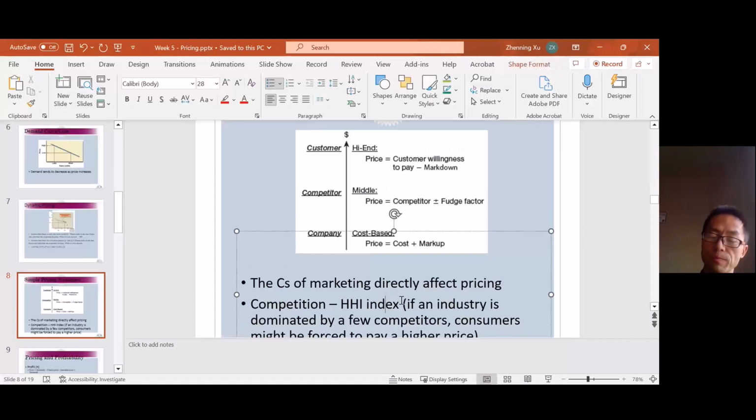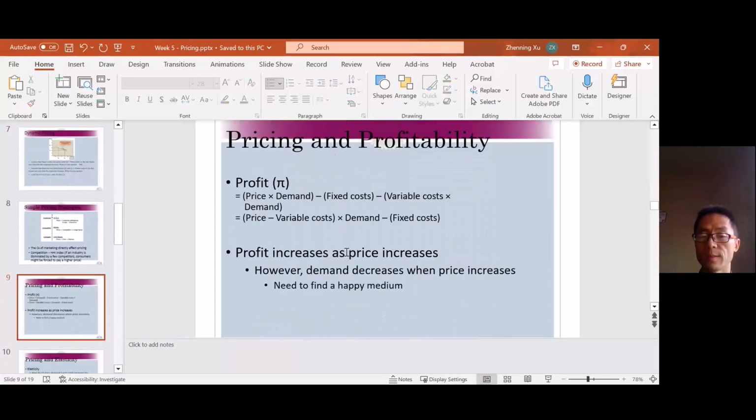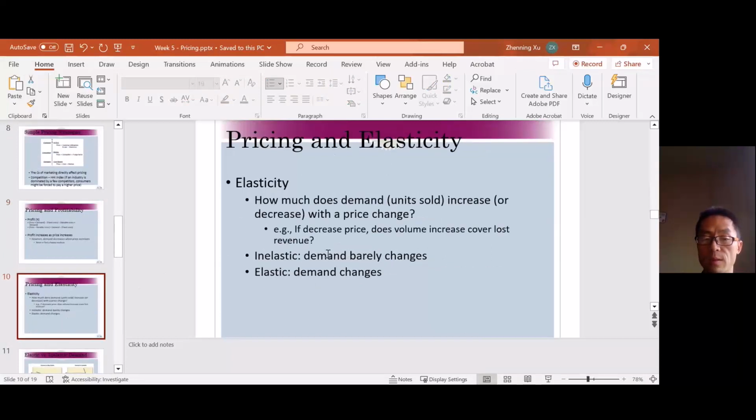So there is a way to measure this kind of competition, and also how likely companies are to charge higher prices according to this index. Okay, this index measures competition and the likelihood of charging a higher price. So now you see here that profit and price usually change in the same direction. Price increases and profit will also increase. Basic formula, basic theory.